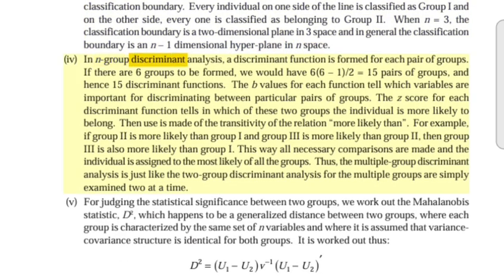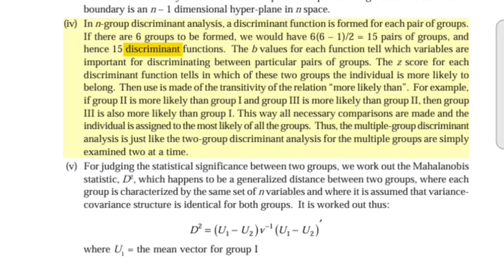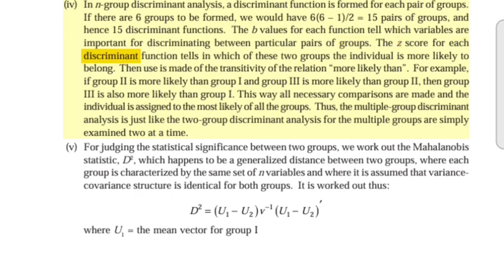In n-group discriminant analysis, a discriminant function is formed for each pair of groups. If there are 6 groups to be formed, we would have 6 choose 2, equals 15 pairs of groups, and hence 15 discriminant functions. The b values for each function tell which variables are important for discriminating between particular pairs of groups. The Z-score for each discriminant function tells in which of these two groups the individual is more likely to belong.